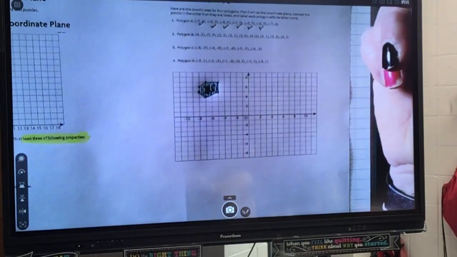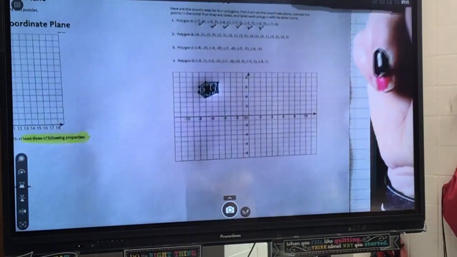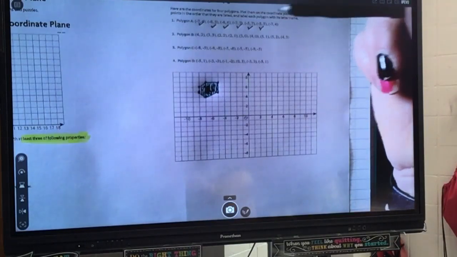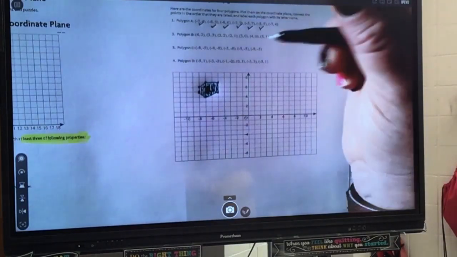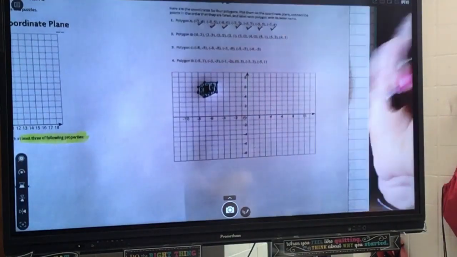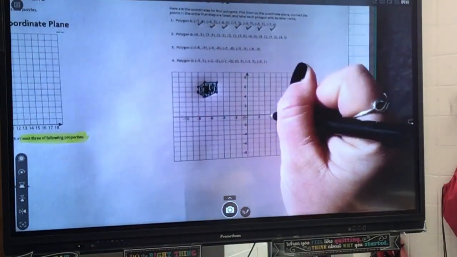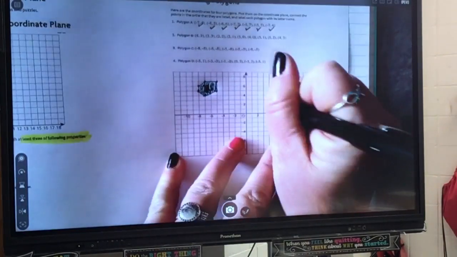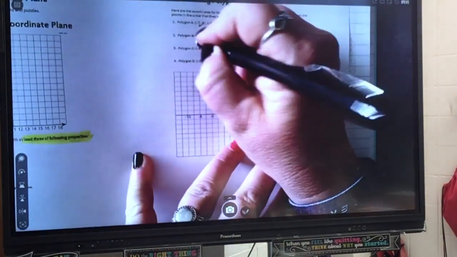No, we're not gonna do C, I lied. Just kidding. We're gonna do B, polygon B. All right, so negative or positive 4, 3. So start, go to the right 4, up 3. So that's our first point. All right, next person.